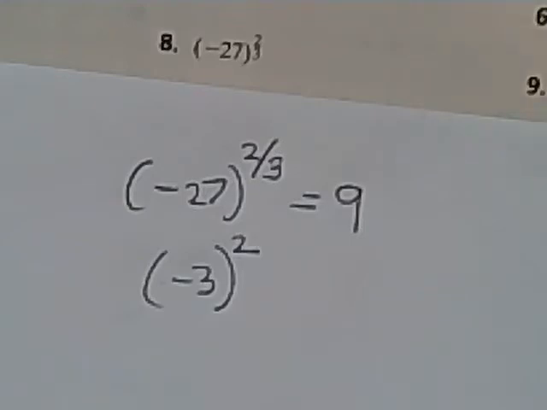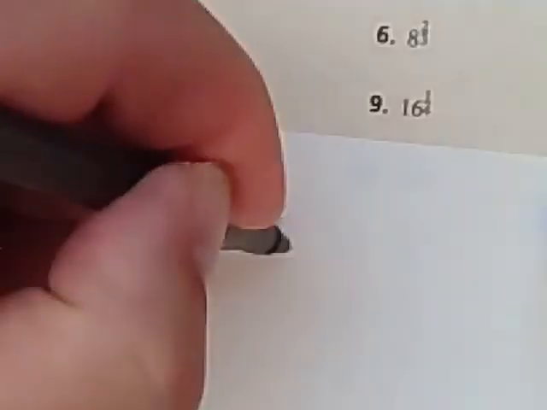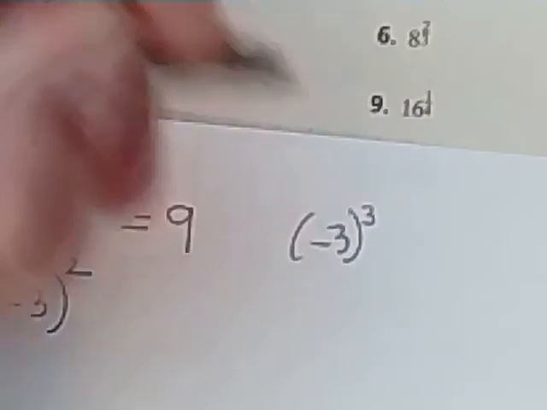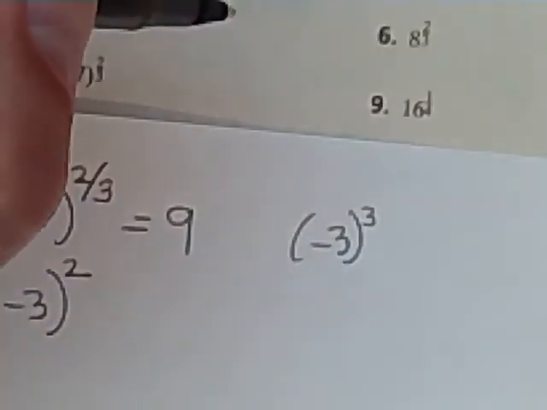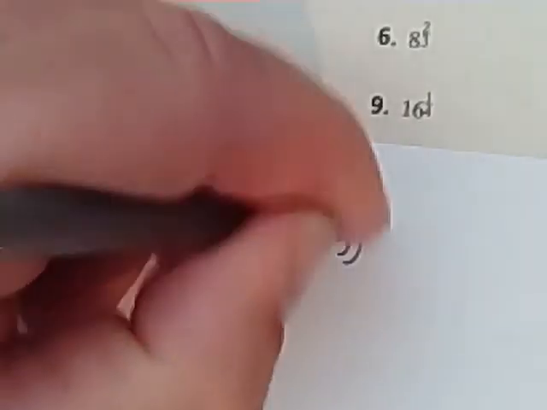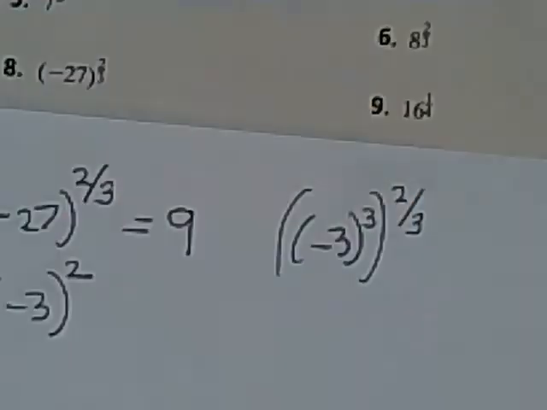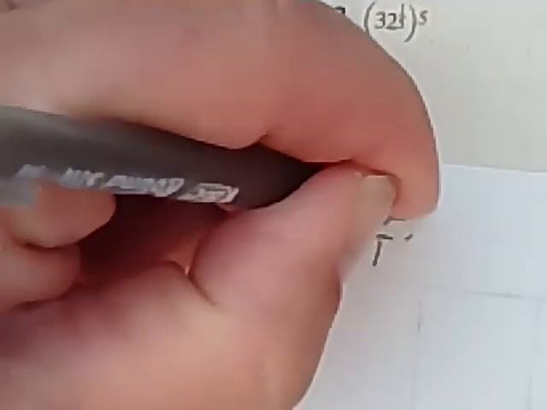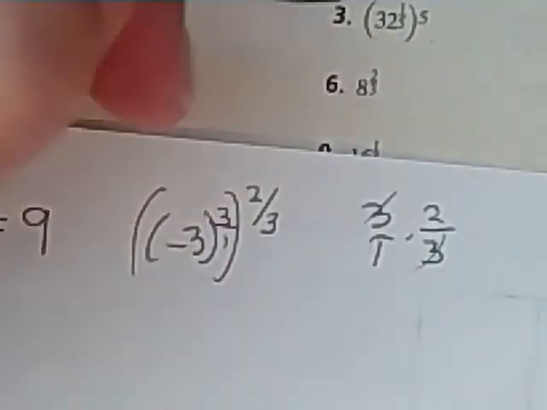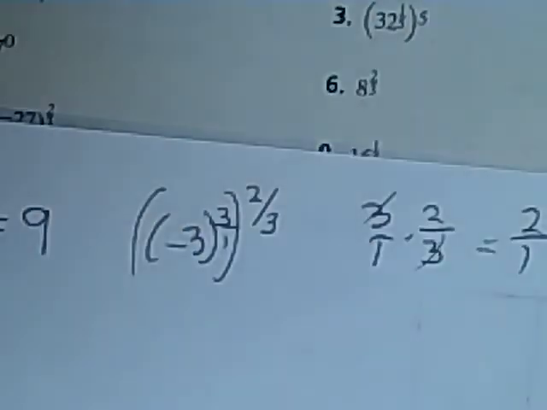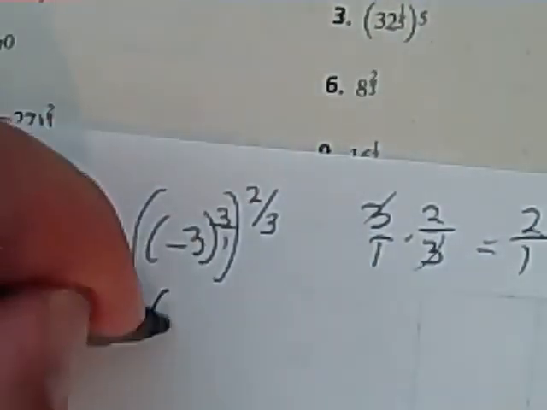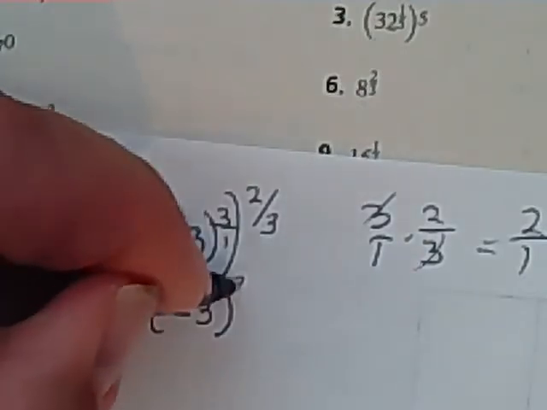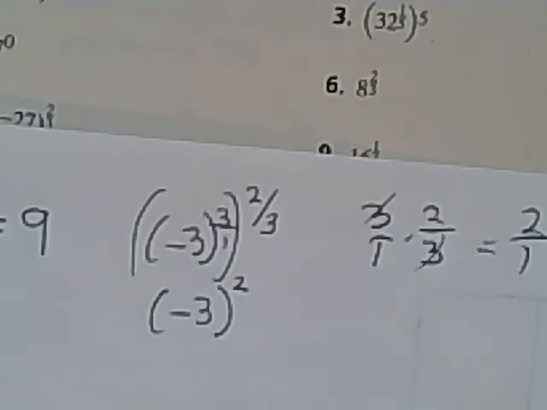So negative 27 is negative 3 cubed. Okay, so negative 3 cubed, and we're raising that to the 2/3 power. So again, we are multiplying. This is 3 over 1 times 2 over 3. 3 over 1 times 2 over 3. The 3's cancel, and we're left with just 2 over 1. So this thing simplified down to negative 3 raised to the 2nd power, and that is 9.